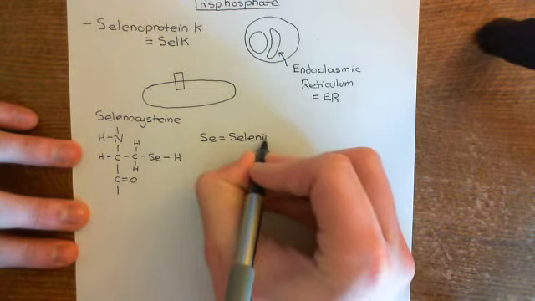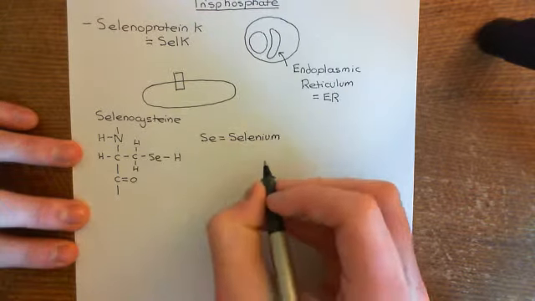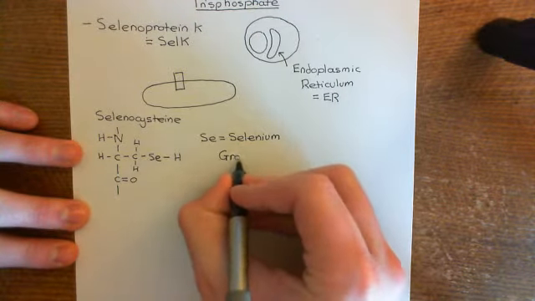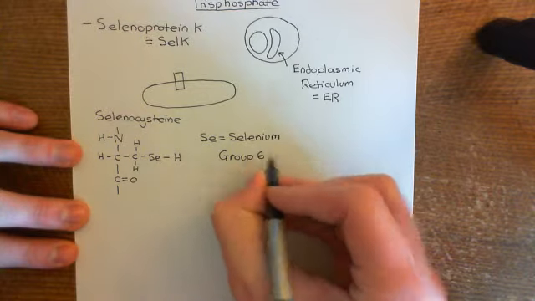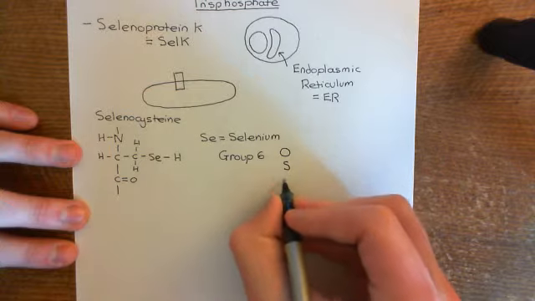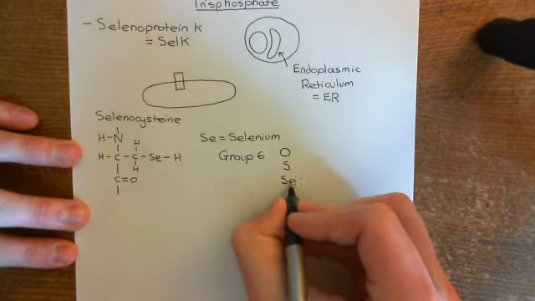And selenium is in the same group of the periodic table as sulfur. So basically, if you look at group 6 of the periodic table, right at the top there is oxygen. Underneath it there is sulfur, and then underneath sulfur there is selenium.